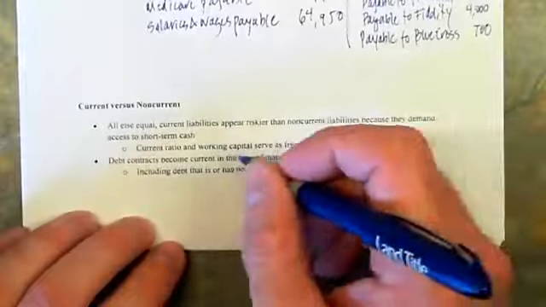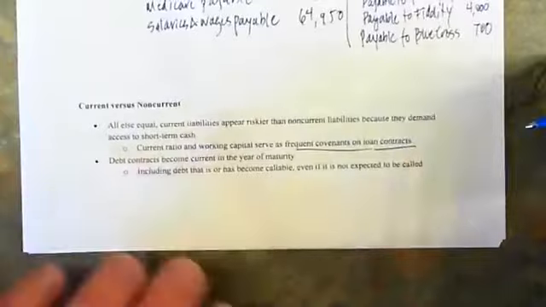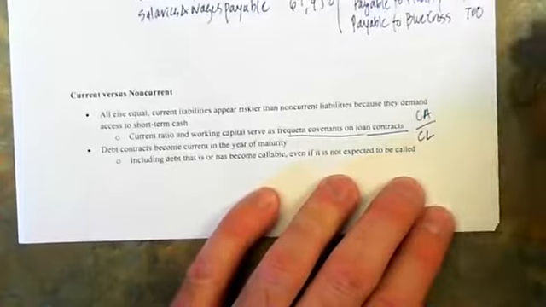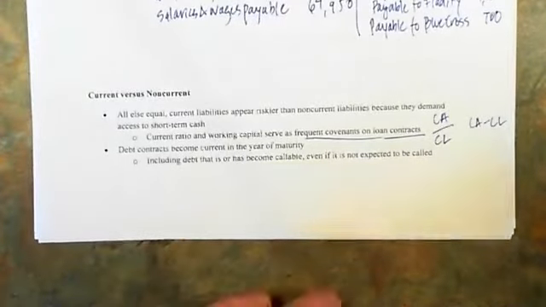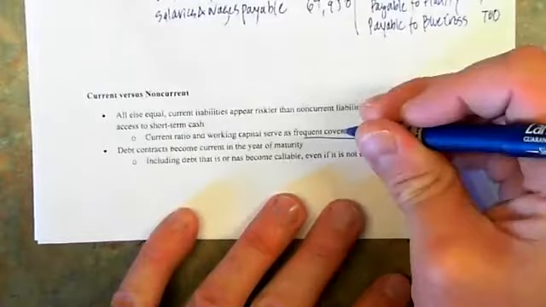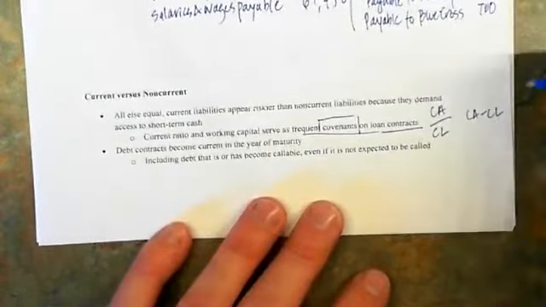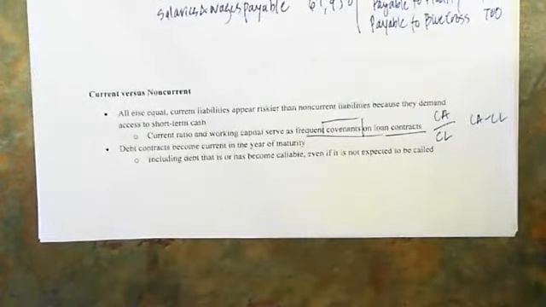The current ratio and the working capital serve as frequent covenants on loan contracts. And so if you remember, the current ratio is current assets to current liabilities, and working capital is just current liabilities subtracted from current assets. And if you remember also, covenants are items that can, once triggered, speed up the payment of principal on a loan or enforce a higher interest rate to be paid. And so maintaining a certain level of current liabilities is always attractive to a firm.